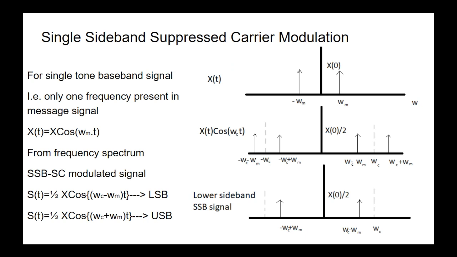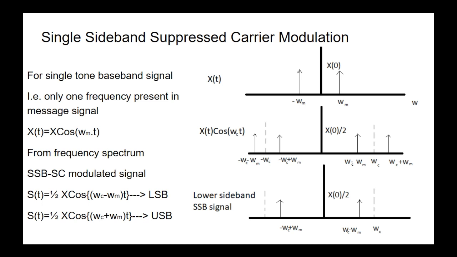Single sideband suppressed carrier modulation. In the last slide we had seen the frequency domain of the message signal. In this slide, we will see the frequency domain of a single tone baseband signal, a single tone message signal. By single tone, we mean only one frequency is present in the message signal. That is given by the mathematical formula x(t) = x cos ω_m t.